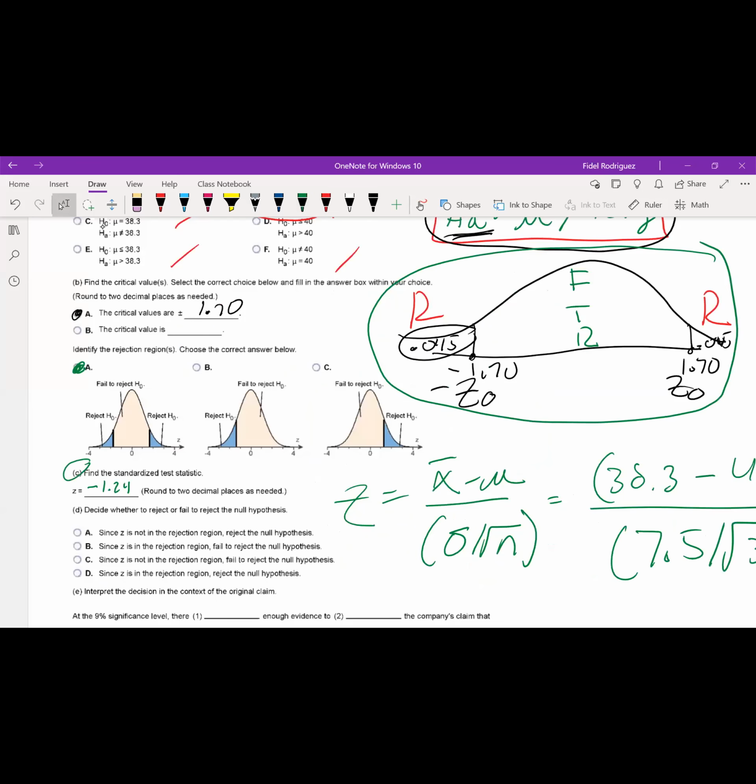All right, so now that we found that value, we get to choose for part D. It says, did we fall in the rejection zone? Remember, right here in the middle, this is 0. The number we came up with was negative 1.24. So negative 1.24 would be somewhere between 0 and negative 1.78. So we fell in the fail to reject region, right? So we're going to say, since z is not in the rejection region, we're going to fail to reject the null hypothesis, right?